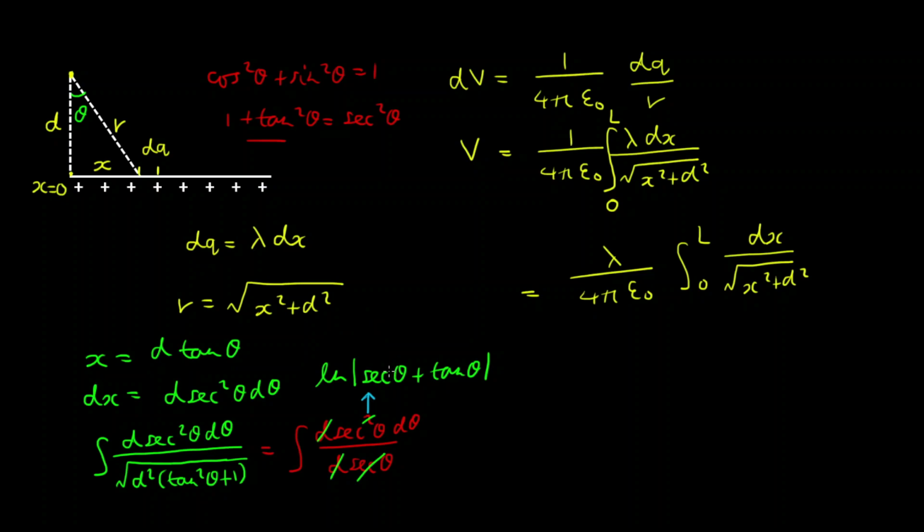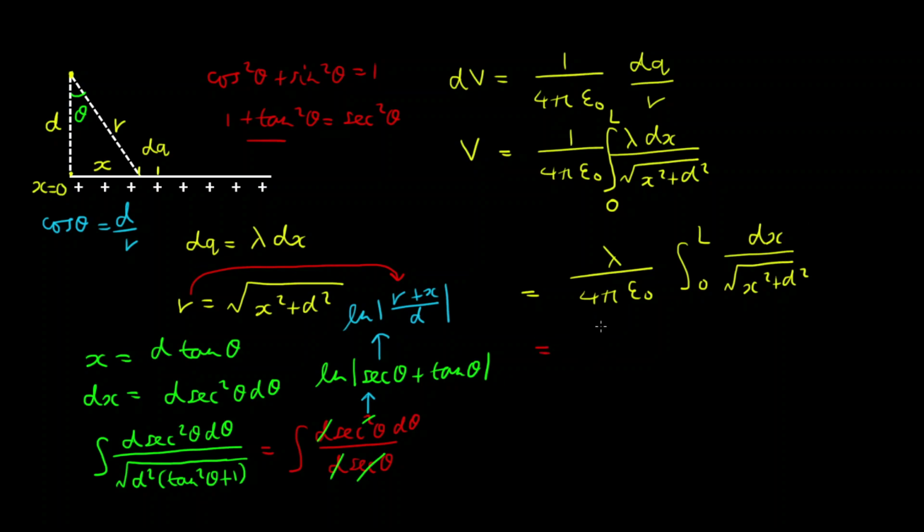And now we can substitute for sec theta and tan theta. So what we get is the natural log of sec theta. Remember that cos theta is equal to d on r, so sec theta is r on d. And tan theta is opposite on adjacent, so that's x on d. So we just add x over d here. And we can also substitute for r into here. And that's our integral evaluated.